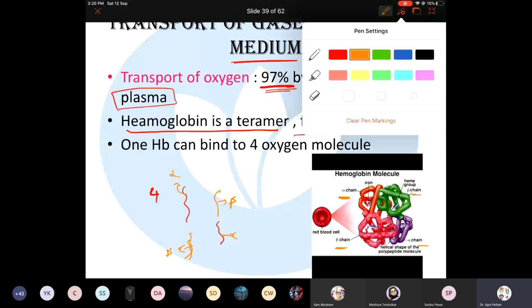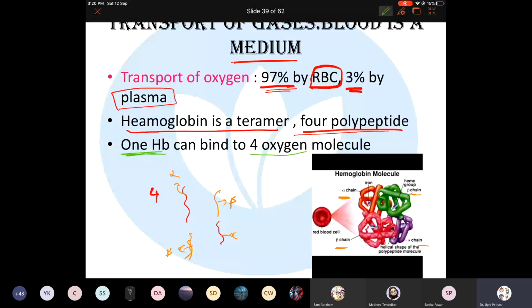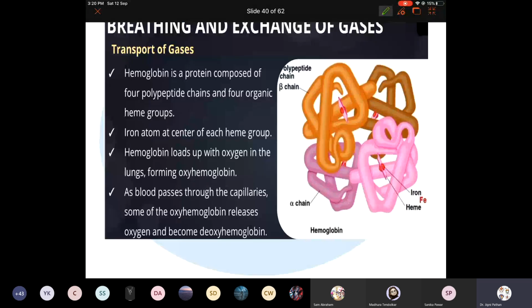Very important question this is: one hemoglobin can bind to how many oxygen molecules? MCQ question. One hemoglobin can bind to 4 oxygen molecules. Hemoglobin is a protein composed of 4 polypeptide chains and 4 organic heme groups. You can see this heme group. Each polypeptide chain has one heme group, with an iron atom at the center of each. Can you see the iron atom at the center of the heme group?